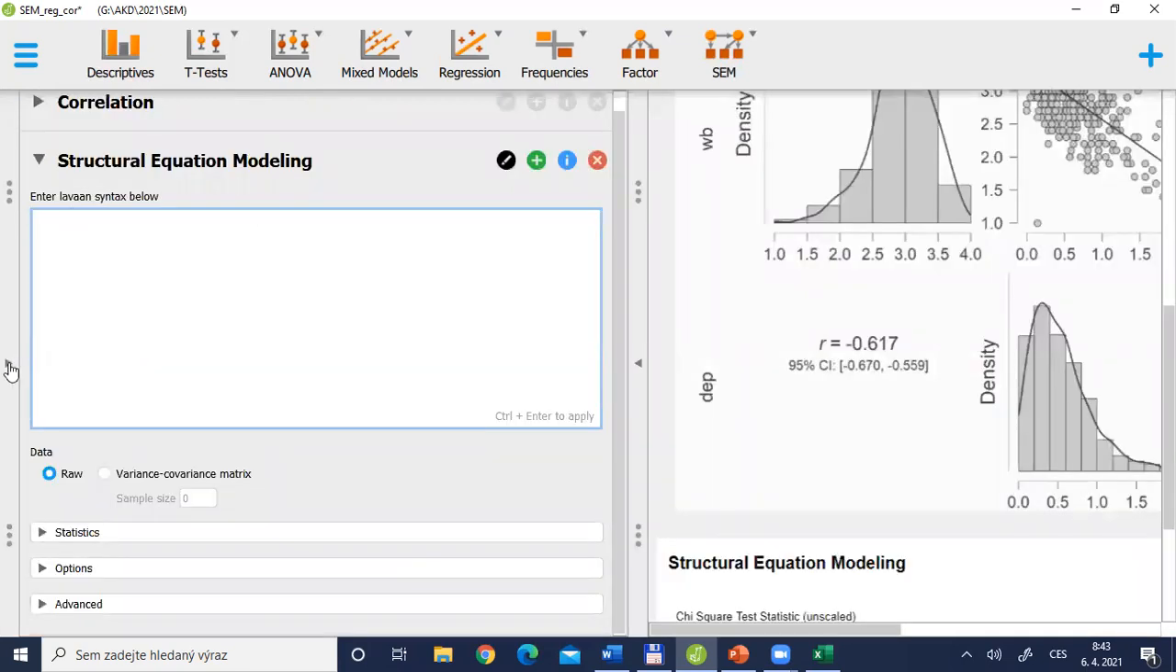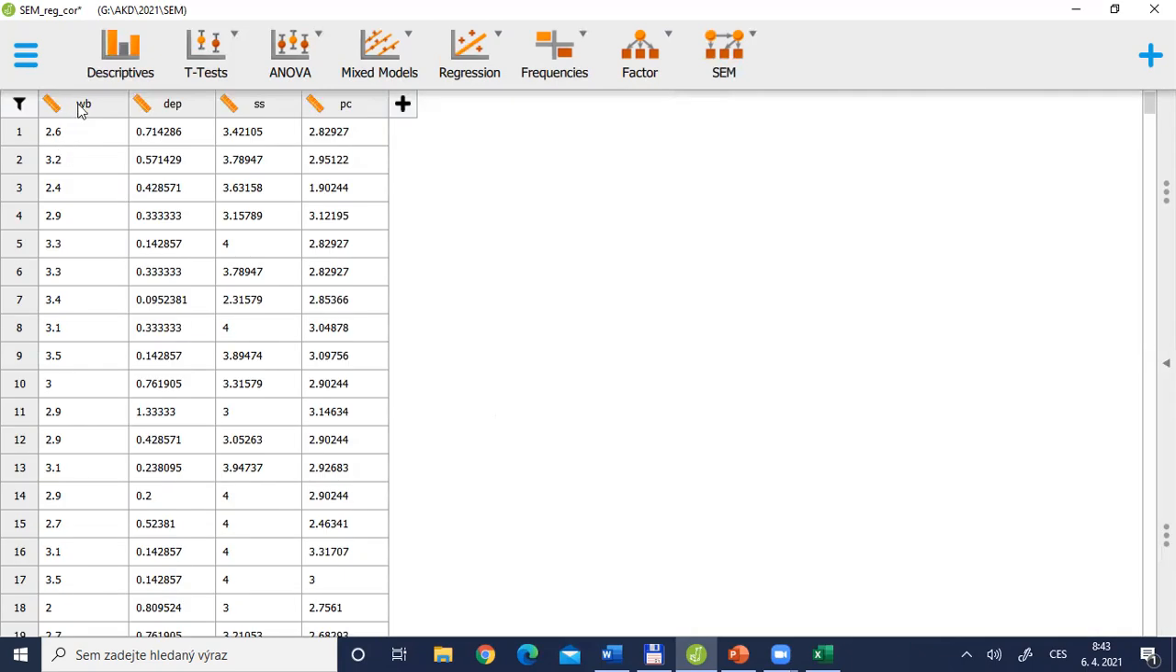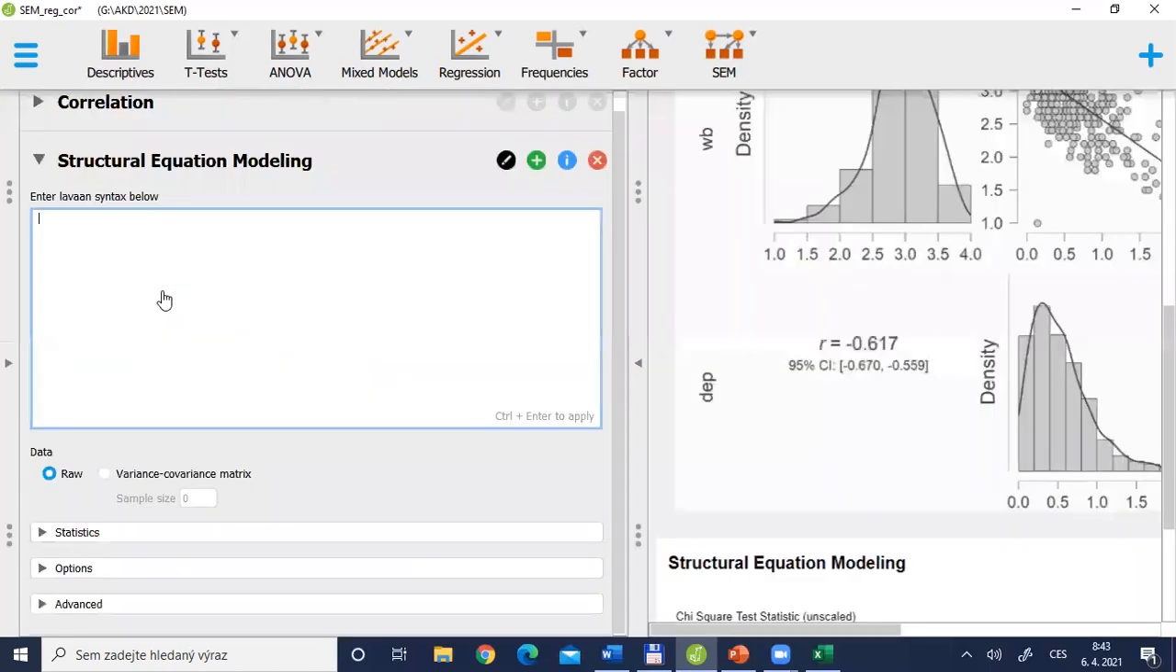So I must type here WB, then double tilde and DEP for depression. So here I would type WB, then double tilde. I would change my keyboard from Czech into English. So one tilde and the second tilde and DEP.